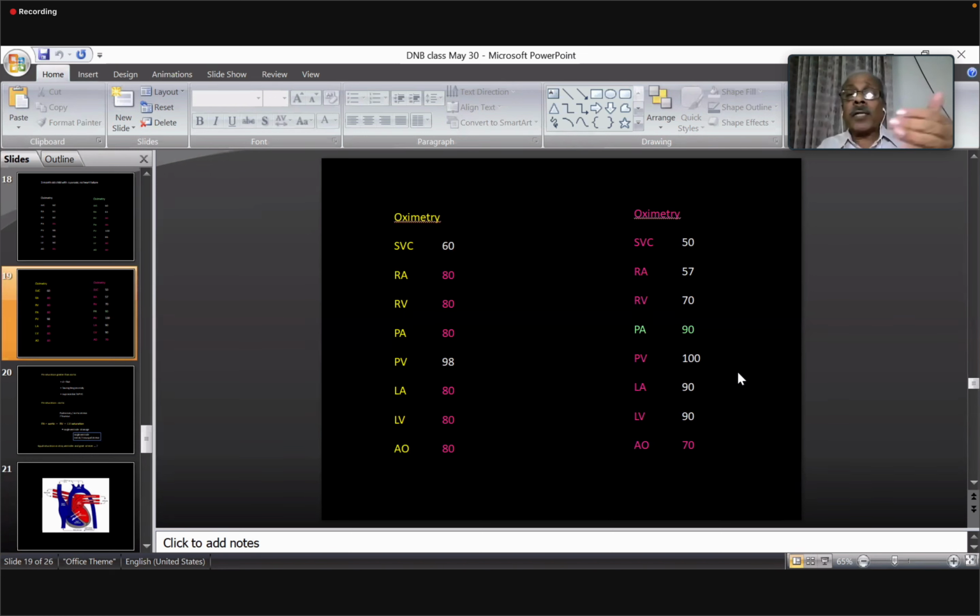Then once you have TAPVC, how do you know if it is supracardiac, cardiac or infracardiac? Go for the venous saturation. If the superior vena cava shows a high saturation, it is supracardiac. If the IVC or the hepatic vein shows a very high saturation, it is infracardiac. If both are normal, but the saturations are equal, that means it is intracardiac.